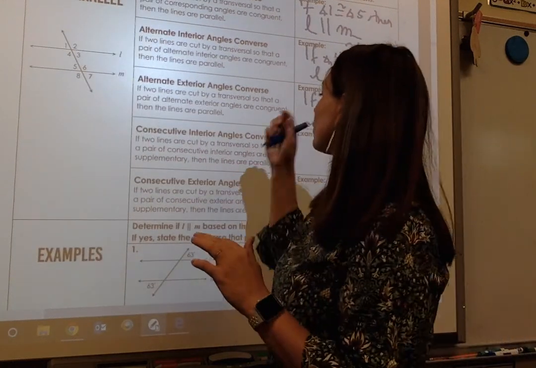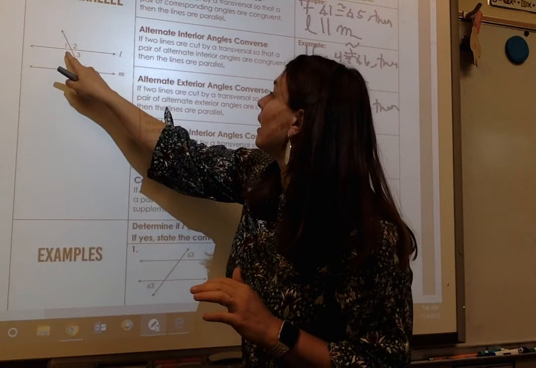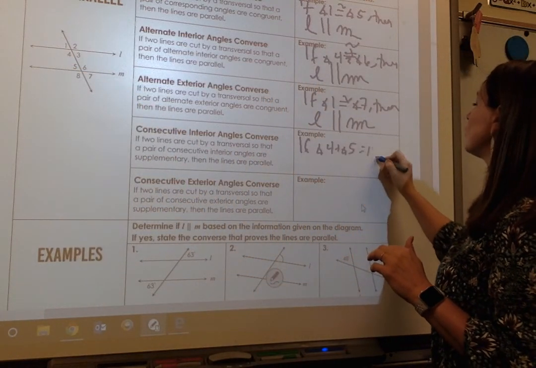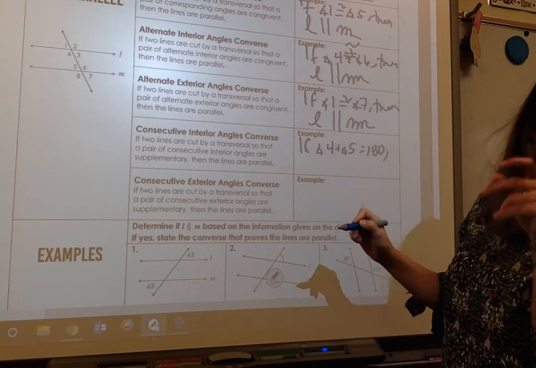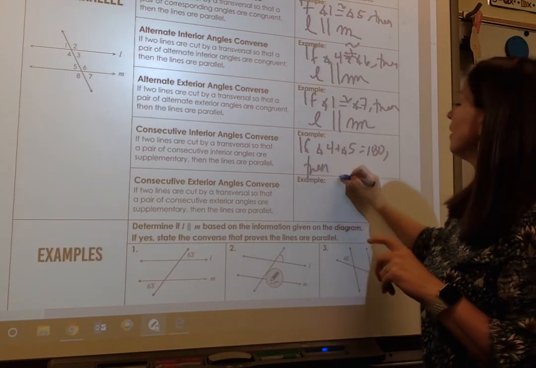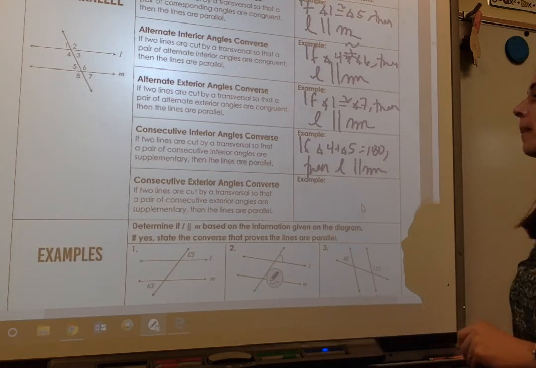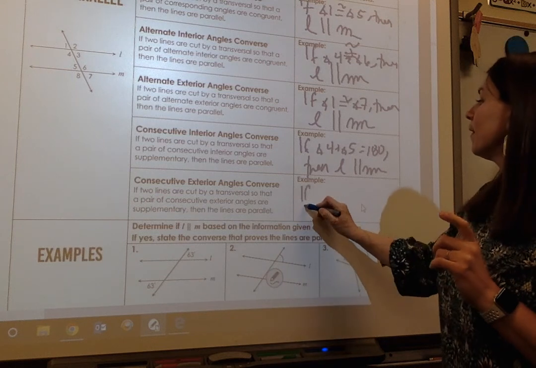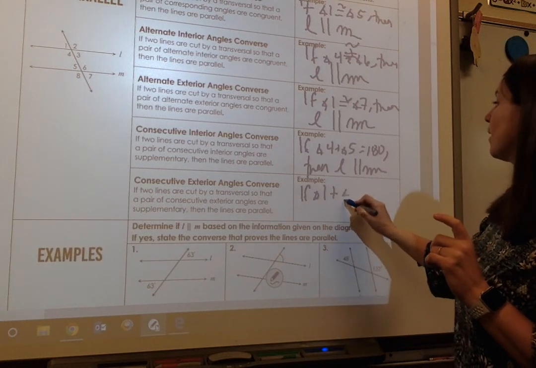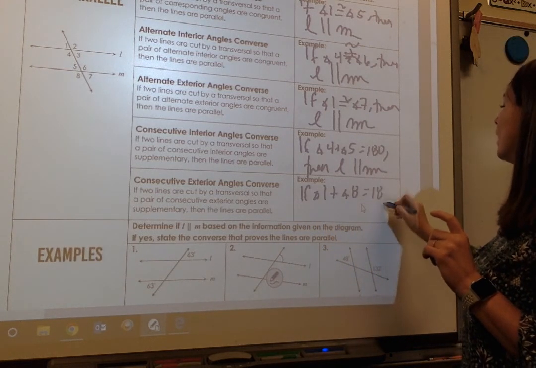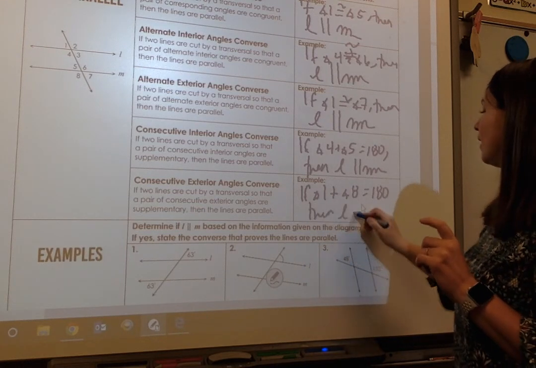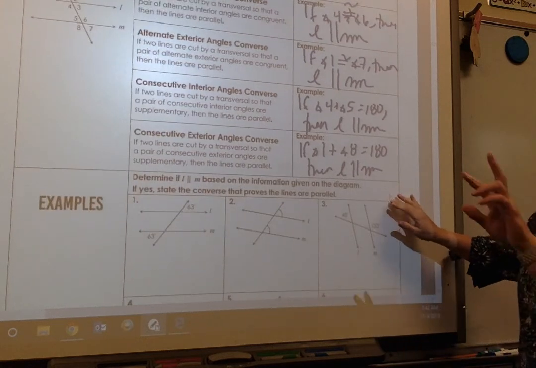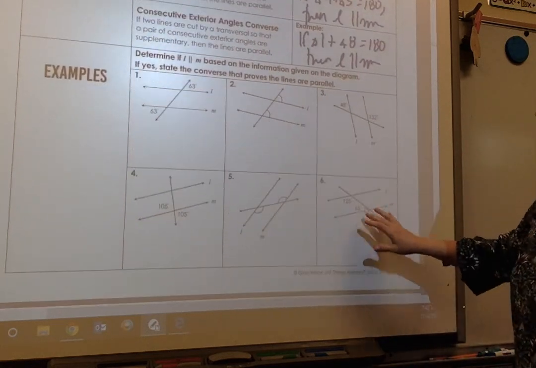Consecutive interior angles converse. So if angle 4 plus angle 5 is equal to 180 degrees, because they are supplementary angles, then L is parallel to M. Consecutive exterior angles converse: if angle 1 plus angle 8 is equal to 180, then L is parallel to M. Okay, so that's what the converse statement says. It's just reversing my original conditional statement.